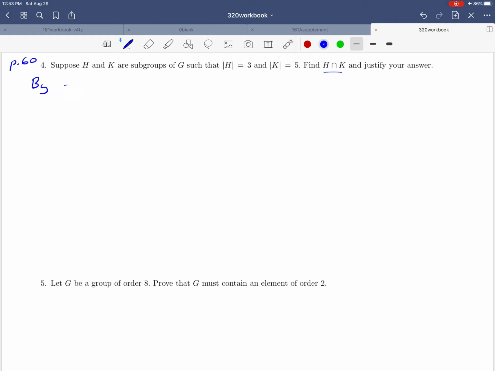Okay, so by a previous homework problem, we know that H intersect K is a subgroup. Okay, so at least we know that. They're asking us to determine what that subgroup is. Okay, well, here's the thing. We know that H intersect K is a subset of both H and K, so we're going to look at those two facts one at a time and just see what information that gives us.